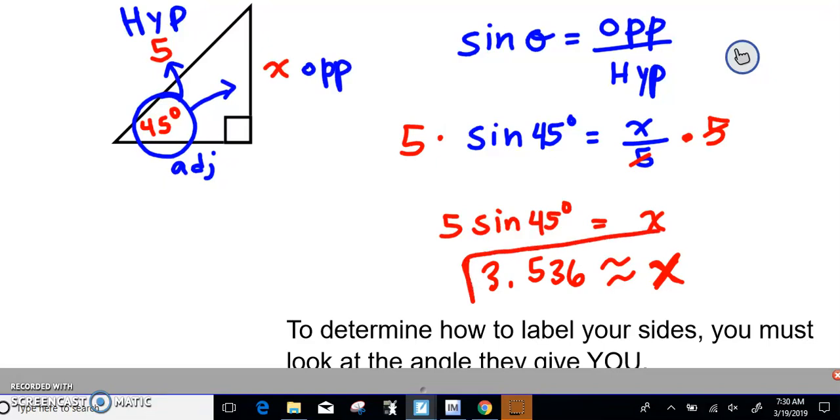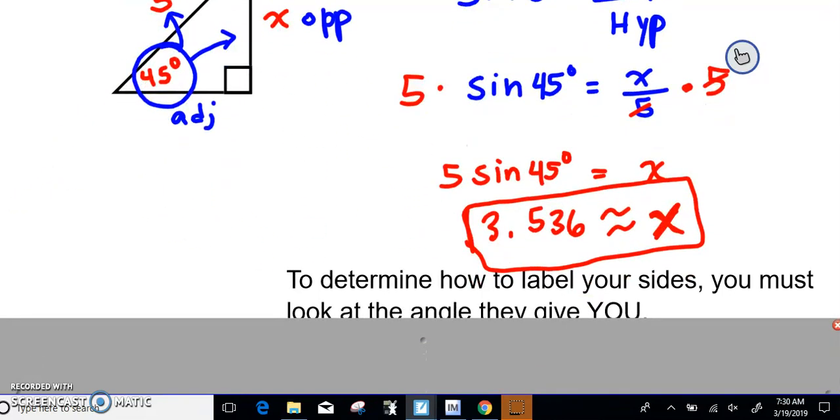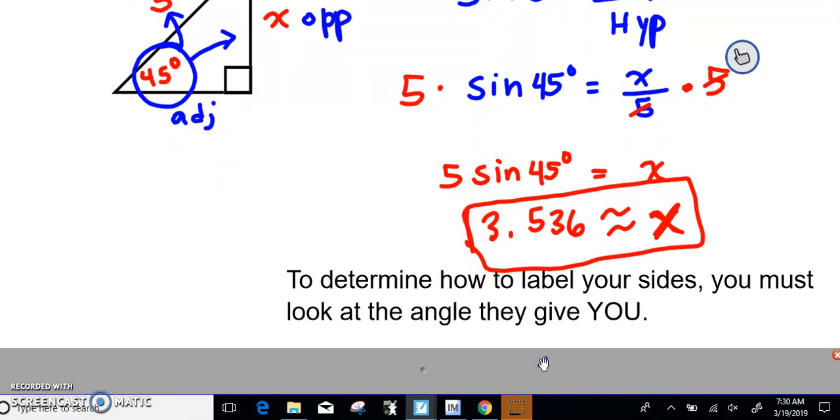Later on, we're going to talk about what to round to. Sometimes it might say round to the tenth place, the hundredth place, or the thousandth place. So be ready for any type of rounding, and make sure you round correctly, because if not, it'll be wrong. All right, that's it.